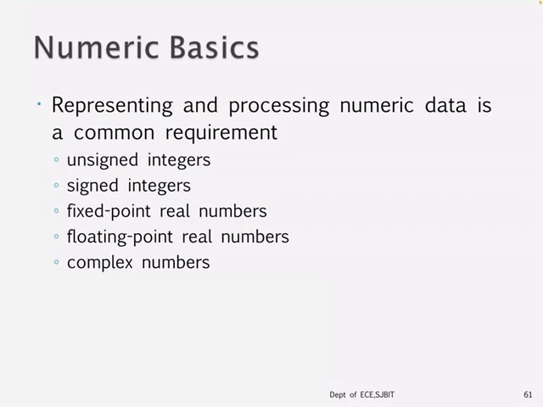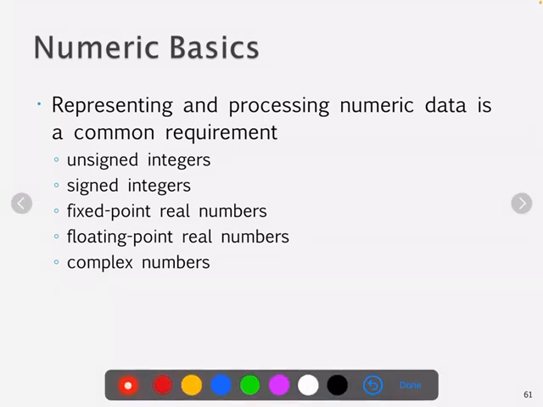So in Numeric Basics, we have to represent the numbers in order to process the data, which is one of the requirements in digital system design. What are the different ways of representing numbers? As unsigned integers, or signed integers. There are also fixed point real numbers, floating point real numbers, and complex numbers.